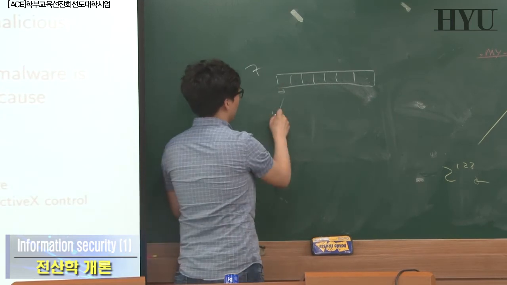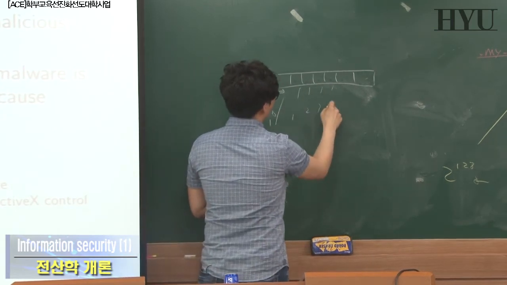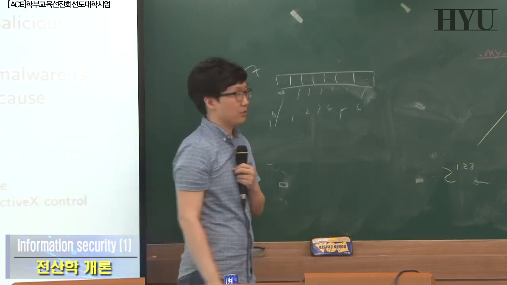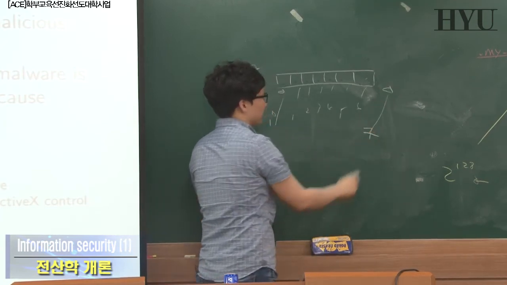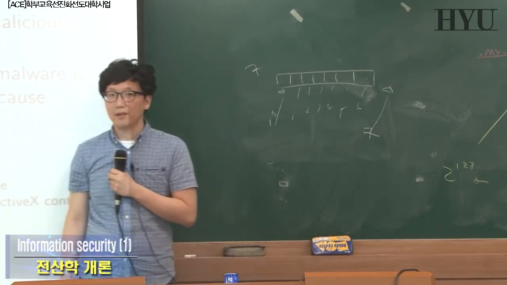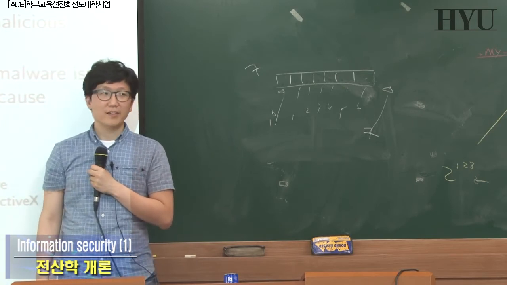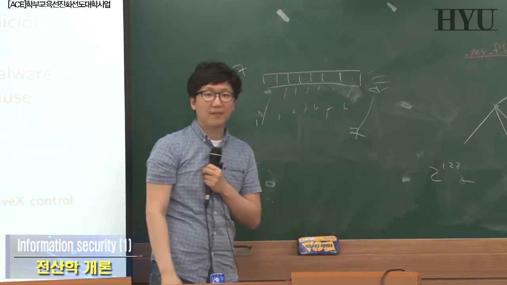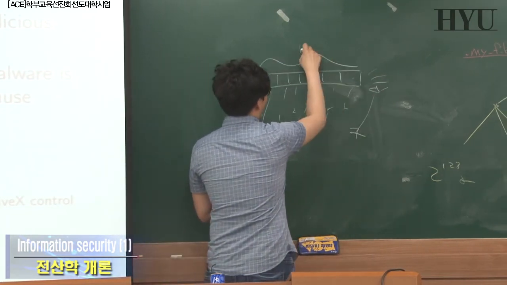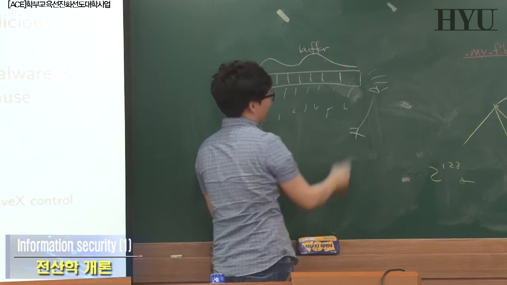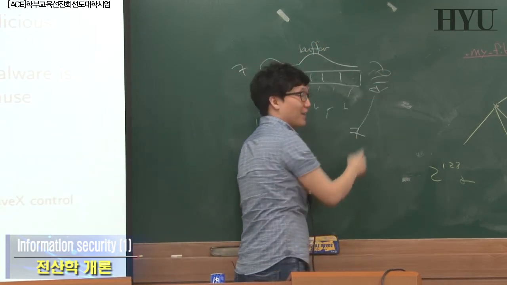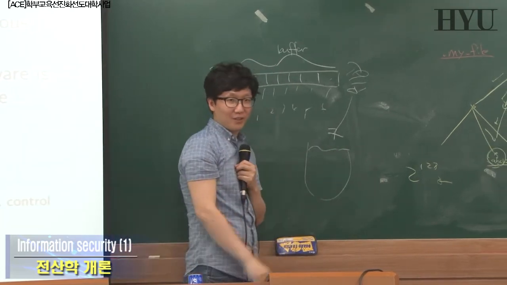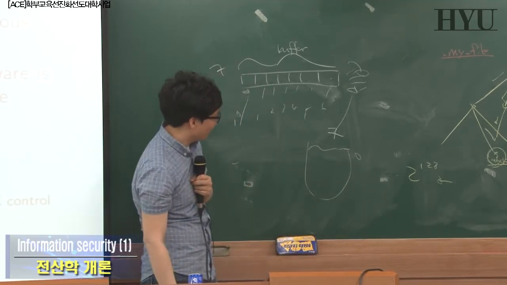So I can access positions 0, 1, 2, 3, 4, 5, 6. But somehow you make a mistake and try to access the 7th position. Is this possible? No, because you didn't declare anything. This space doesn't exist. Buffer overflow. Think of a cup filled with water: it overflows and the water spills out.